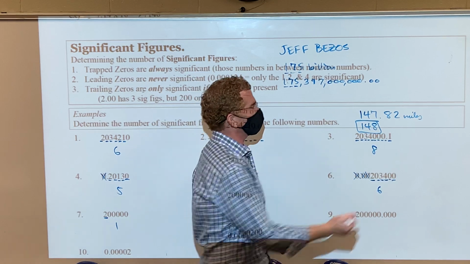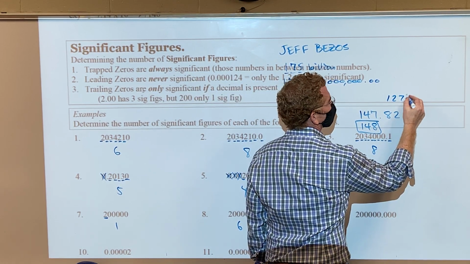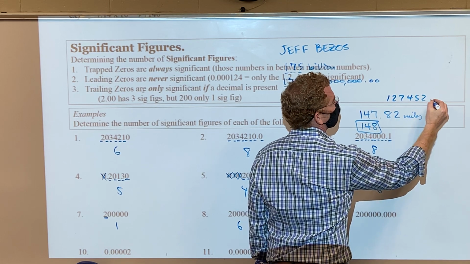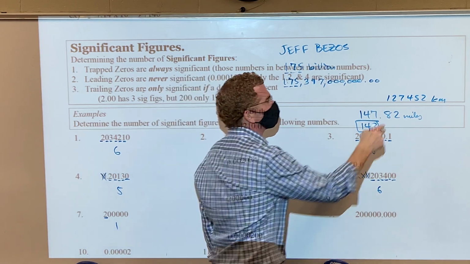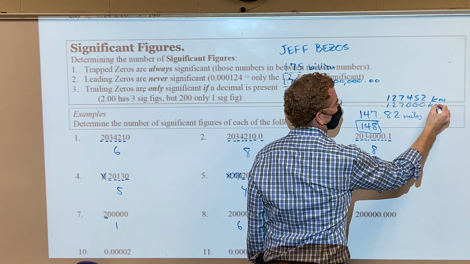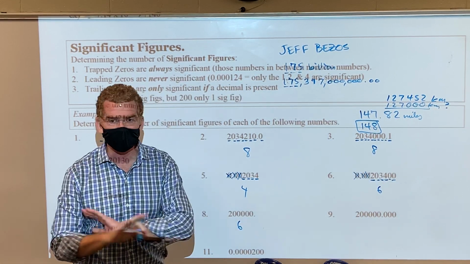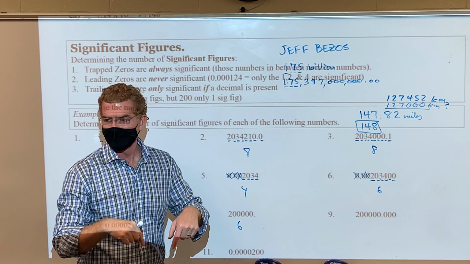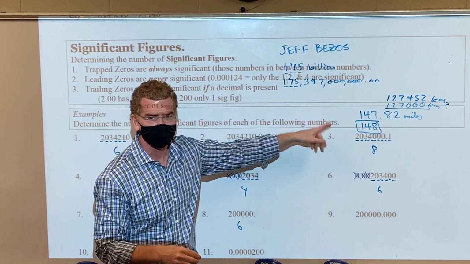Or maybe it was something like 127,452 kilometers. And it says to 3 significant digits, you would come in there and round and say about 127,000 kilometers. And you're going to go, why are they doing that? I don't care. I'm never going to ask you after this to determine SigFigs, and I'm never going to ask you to write something in terms of significant digits.